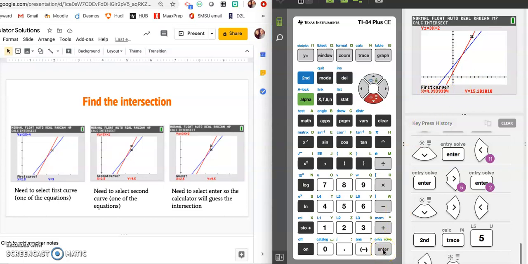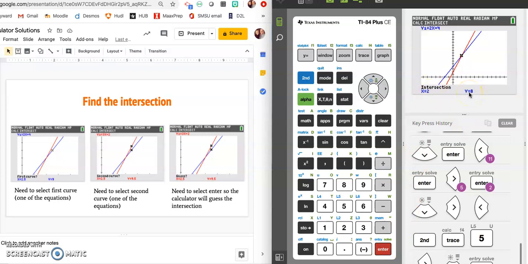So first curve, so you select the red line, you hit enter. Second curve would be the blue line, and I'm on the blue line because my colors are blue and it's right there on the blue line, so I'd hit enter. Do you want it to guess the intersection point? And you say yes, and so you hit enter again. So that's the intersection point, that's 2, 8.